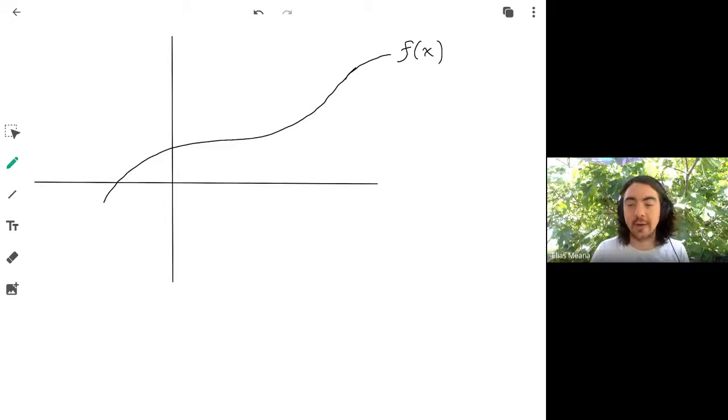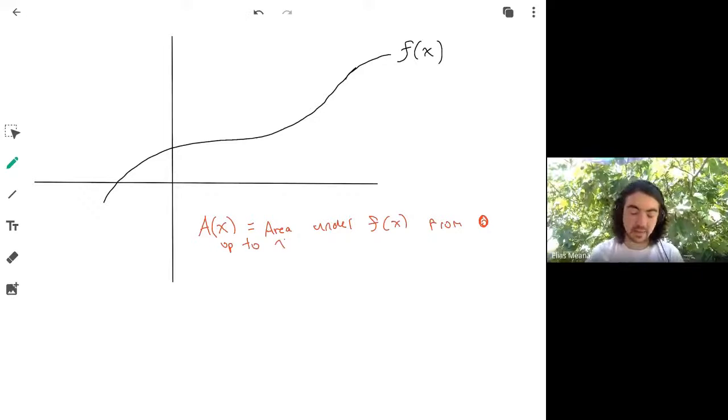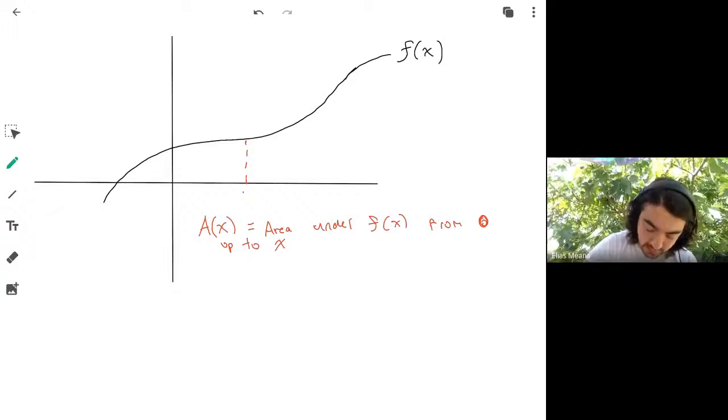All right, so we're going to define a function called A of x, okay? A of x is going to be the area underneath the curve. Let's say from minus infinity. Well, we don't have to go to minus infinity, right? We'll say from 0 until x. So this is the area under f of x from 0 up to x. Okay? And let's say that we've got a point here called x is equal to a.